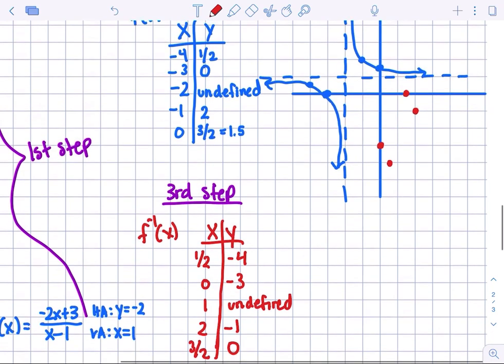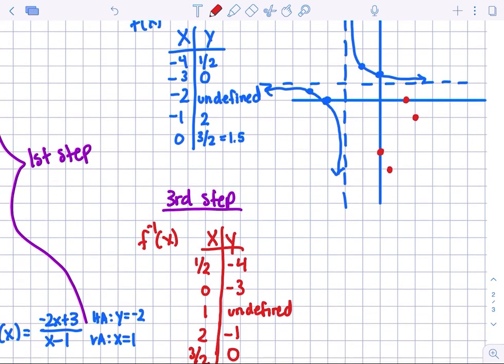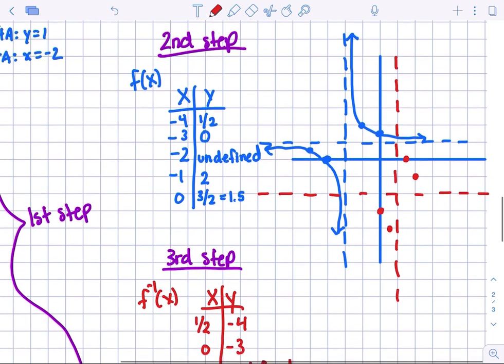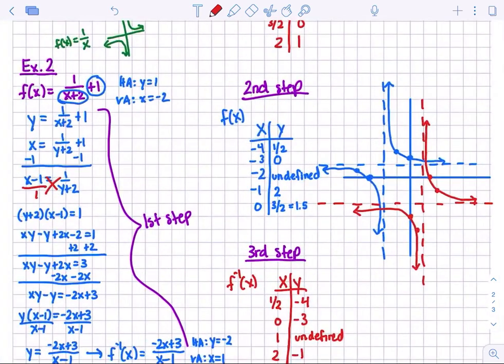So, based off these graphs, remember we need to find a vertical asymptote and horizontal. This looks to be the horizontal. And if you take a look, this line right here seems to be the vertical because it's in between them. And then you just use the asymptotes to help guide you to graph these. And there's your graph of the function and inverse.